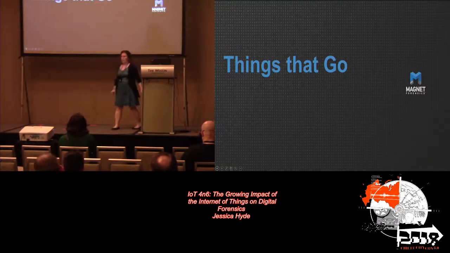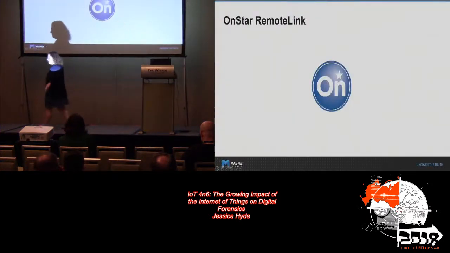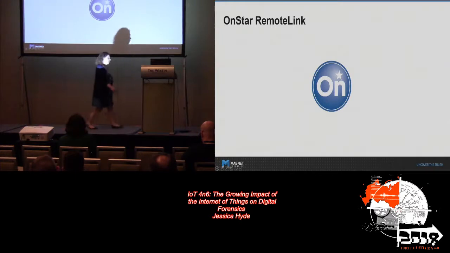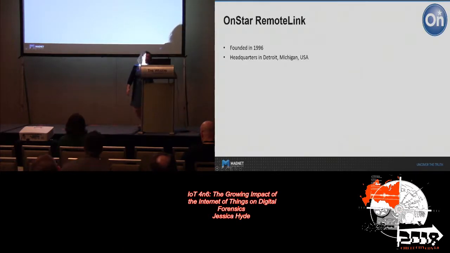Things that go. It's my favorite new category of IoT because it includes anything from drones to self-driving cars to OnStar. Again, I'm speaking about things I've looked at in investigations before. So, OnStar has actually been around for a long time, since 1996, so over 20 years. Headquartered here in the US, in Detroit. It's a subsidiary of GM.